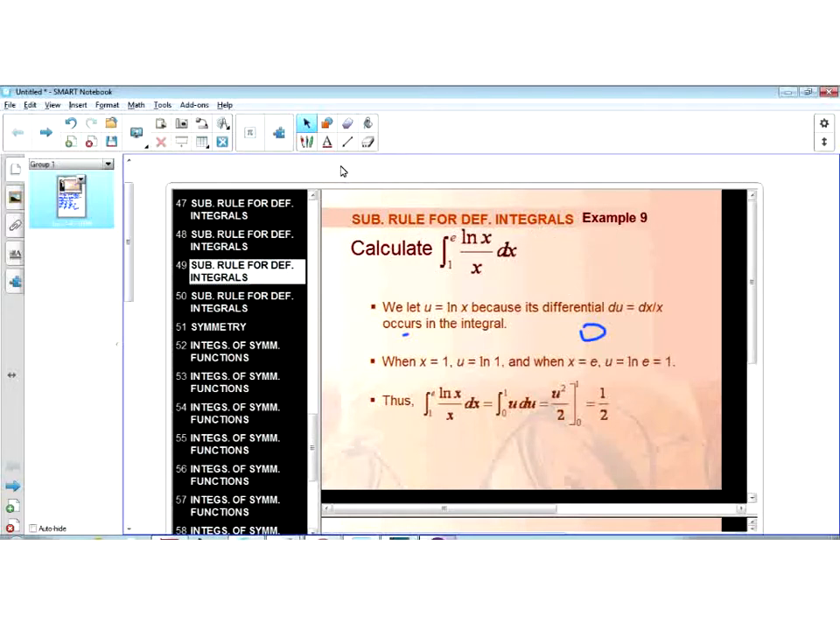Now calculate the definite integral of natural log x over x from 1 to e. We let u equal ln x, then du, of course, is dx over x. When x is 1, u is equal to the natural log of 1, which is 0. And when x is e, u is equal to the natural log of e, which is 1. So we can transform the problem into a very simple problem: the definite integral from 0 to 1 of u du, which is u squared over 2 from 0 to 1, which is a half. So this is equal to a half.